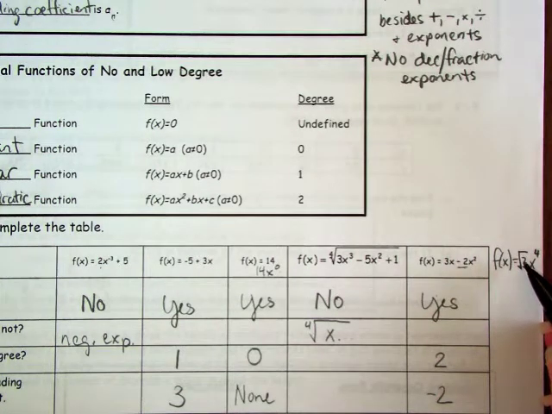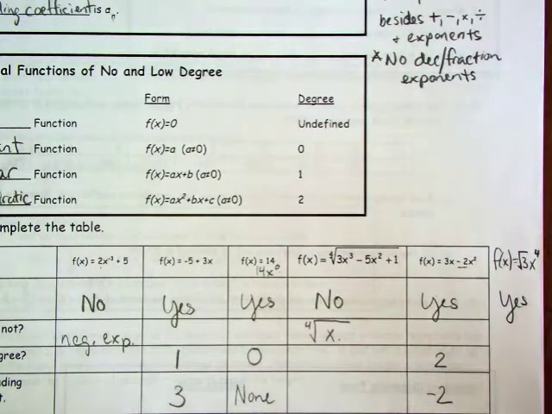There is a square root there, but that's okay. It's just on the coefficient, and the coefficient is a real number. It's the square root of 3. It's not a nice integer by any means, but it's a real number. That is a polynomial function. And the degree, well, there's an x to the 4th power, so the degree is 4. And the leading coefficient is the coefficient of that x to the 4th, so it is the square root of 3.